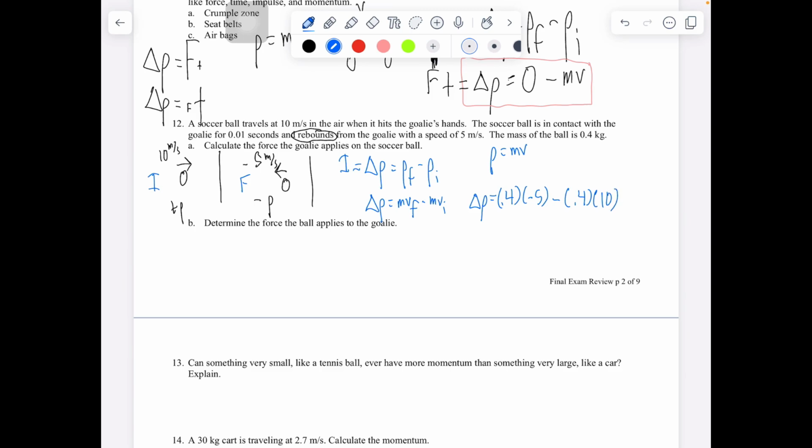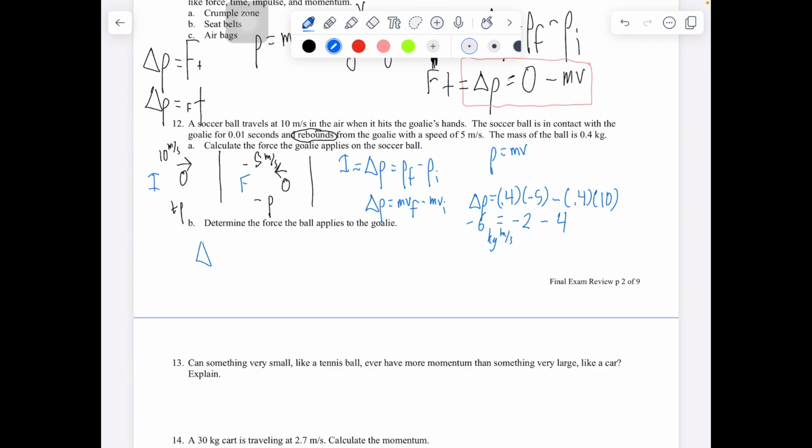Do our math and get our answer. 0.4 times 5, and that's a -5, so this gives us -2 minus 0.4 times 10 is just going to give you 4. Now again, -2 minus 4, well, of course, our answer there is -6. What's our unit? Well, it's momentum, so kilogram meters per second. -6 kilogram meters per second for our change in momentum. But that's not quite the end. We have to keep going.